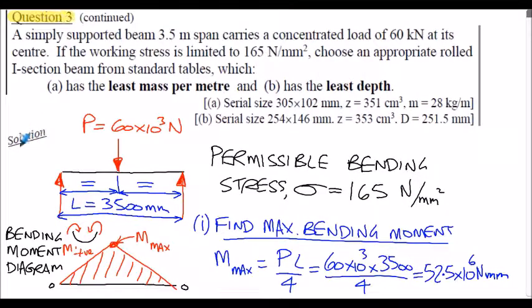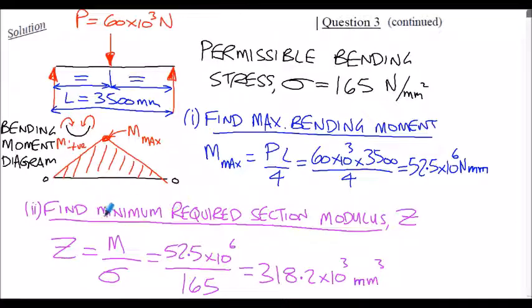Question 3, solution continued here. So the first thing we need to do is to find the maximum bending moment. And again, I sketch my bending moment diagram here, and the maximum bending moment occurs in the middle. We know from our previous work to find the maximum bending moment in a simply supported beam, it's PL divided by 4. Inserting the values from above, the maximum bending moment this time is 52.5 times 10 to the 6 Newton millimeters.